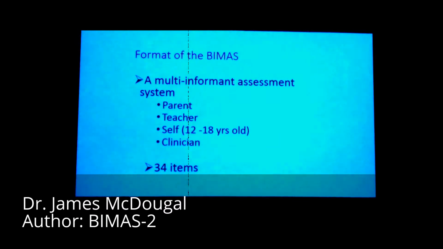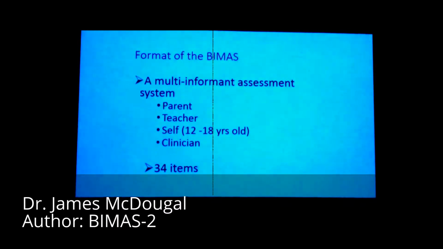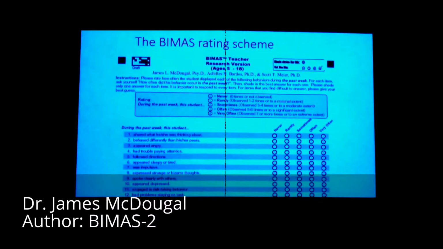The format of the BIMAS: we had multiple informants, and we standardized the form of the parent, teacher, and self version for ages 6 through 18. We also have a clinician version, which is not standardized, but it's very much similar to the teacher version. The BIMAS has 34 items, which is brief for a behavior rating scale, if you compare it to some of the other more popular diagnostic scales, and allows it to be periodically administered over time. The BIMAS rating scheme is a 5-point Likert scale from never to very often, and includes items that looked at was the individual able to share their thoughts, behave differently than peers, and so forth.